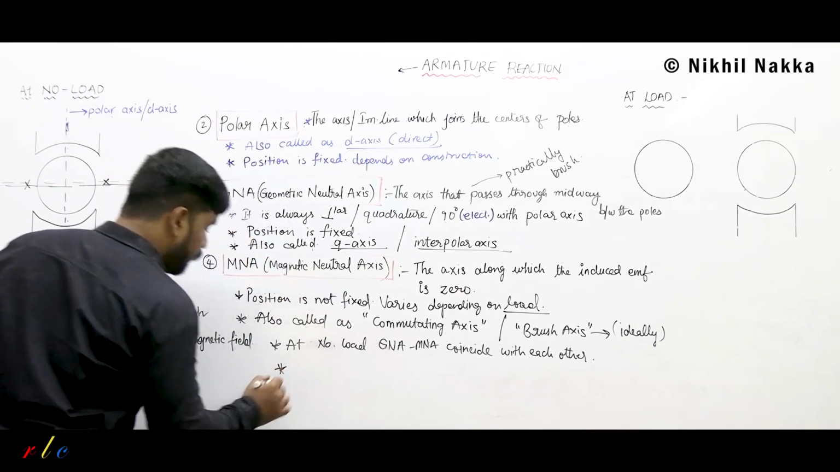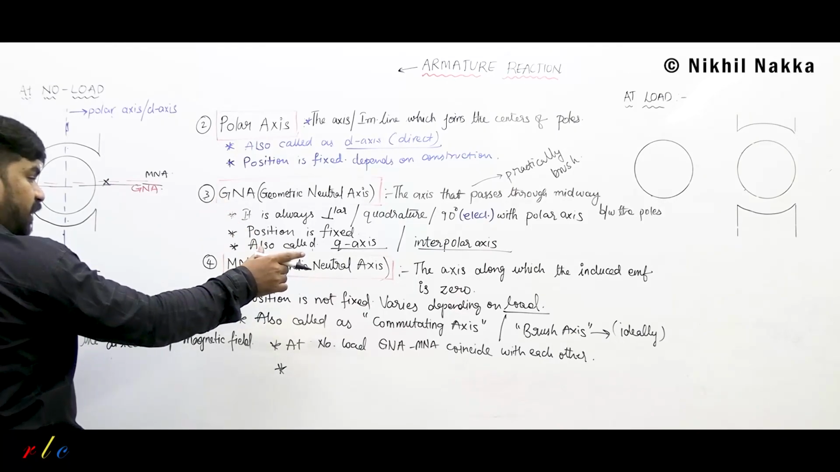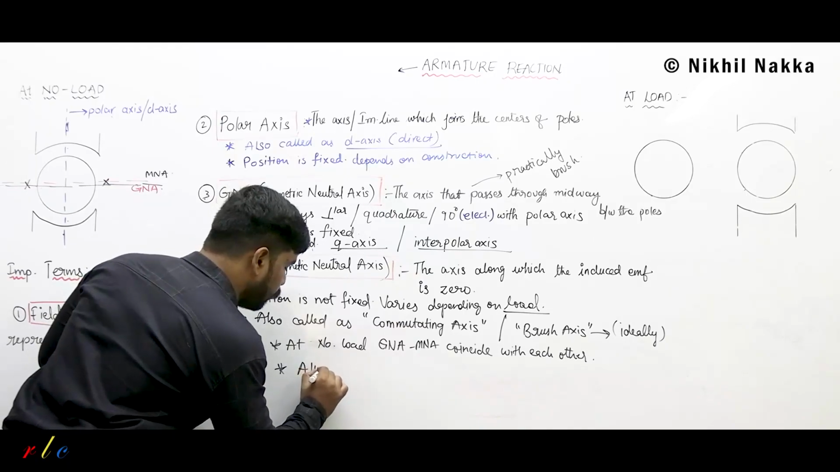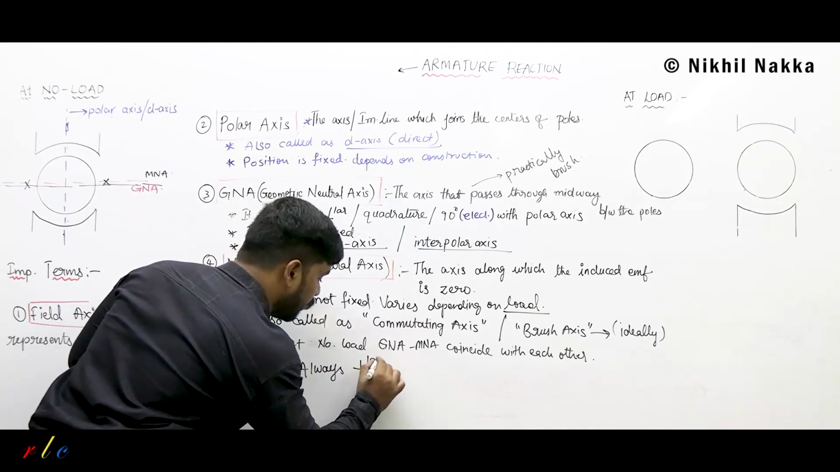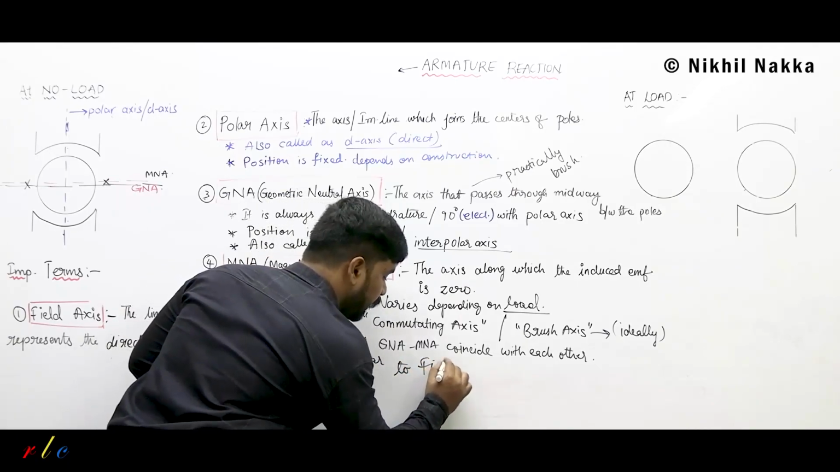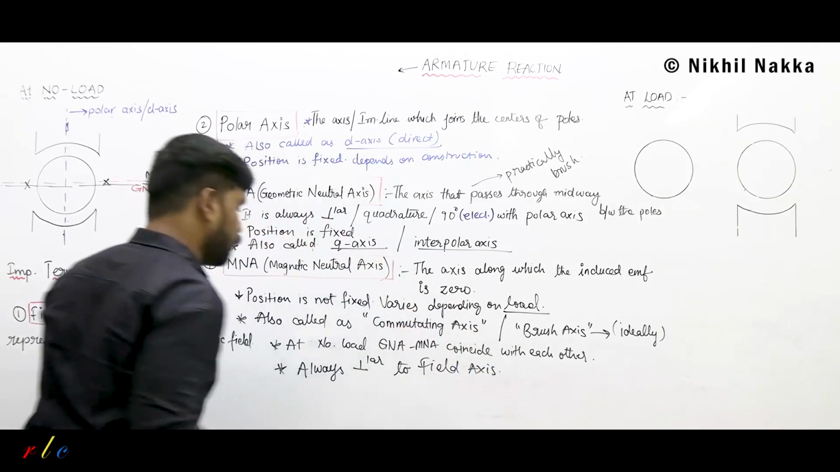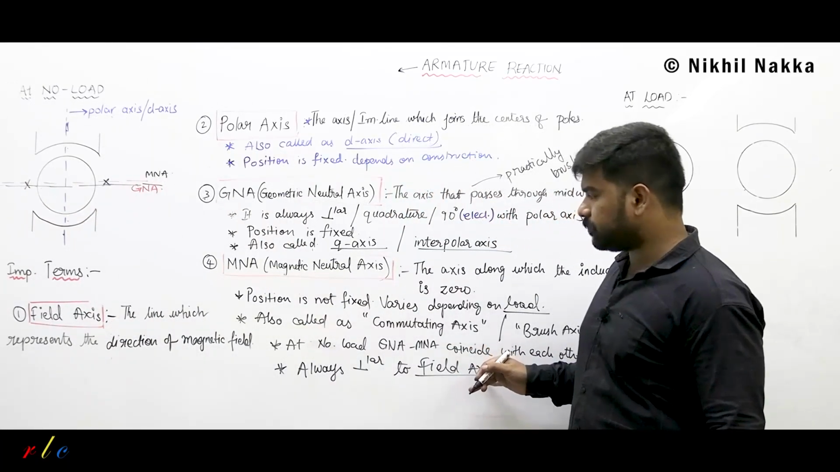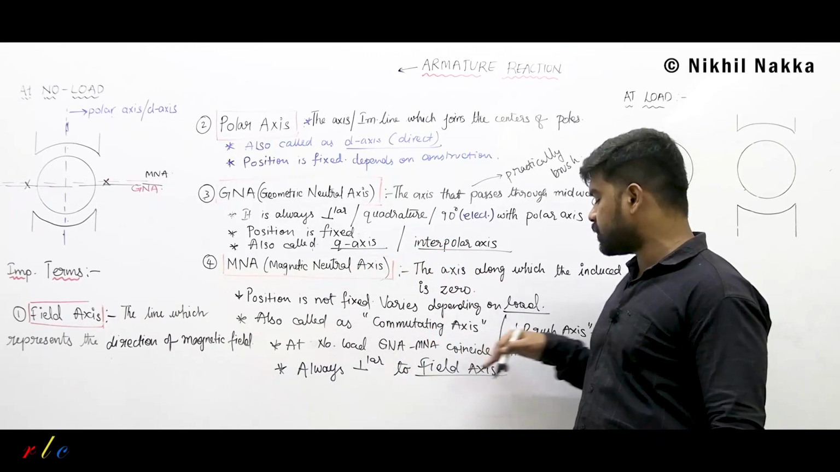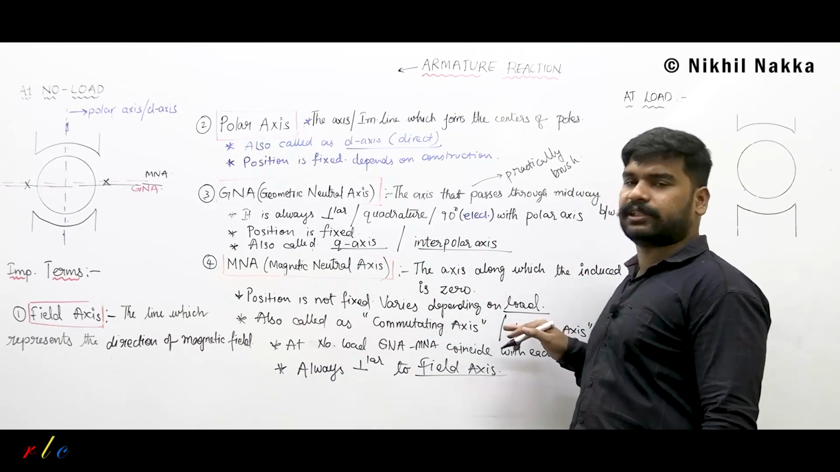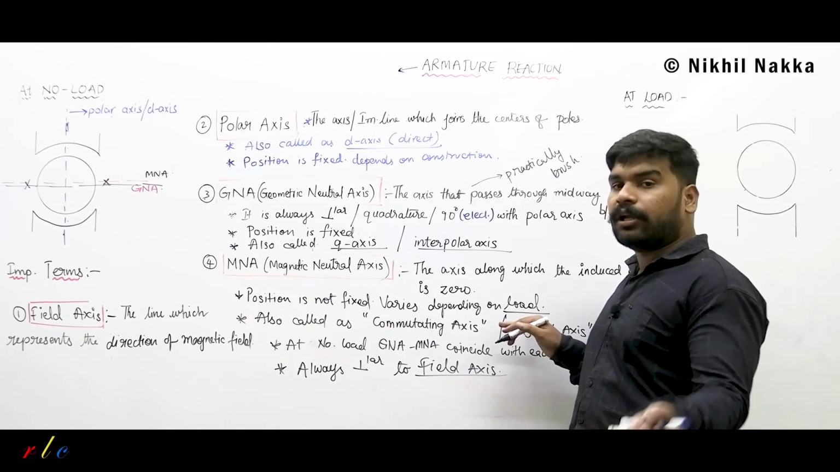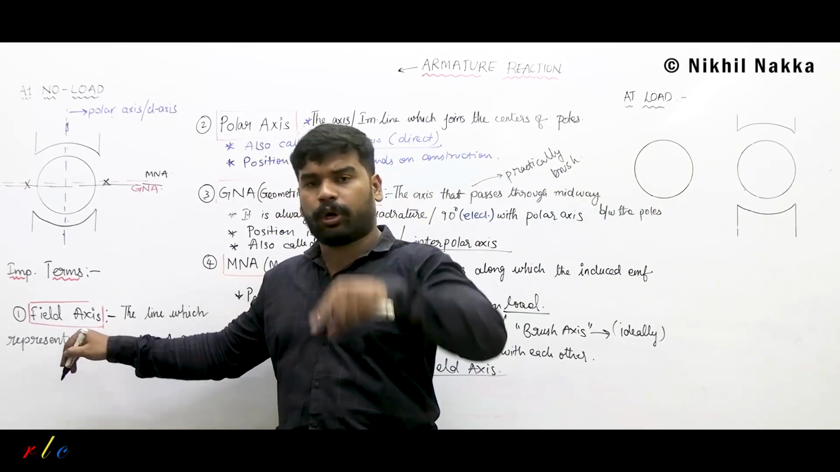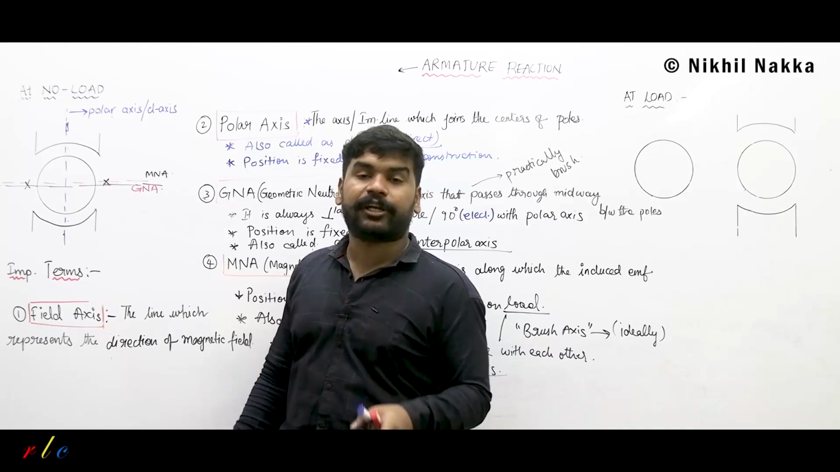Another point is that this MNA is always perpendicular to what is called the field axis, the magnetic field axis. So here there's something fishy, you see. Sir, you told us that MNA is not fixed and depends upon the load. That means its position is changed due to armature reaction. Then do you also say that the field axis is not fixed and also changes with load and armature reaction? Yes. What did I tell you earlier?